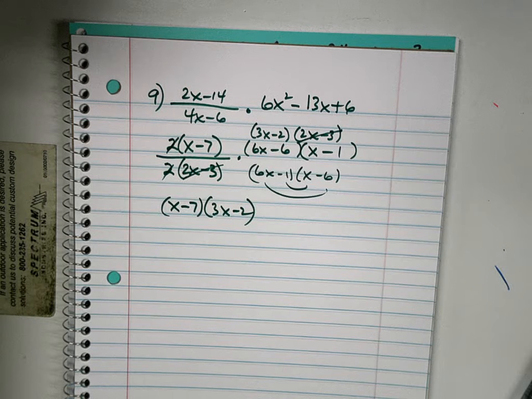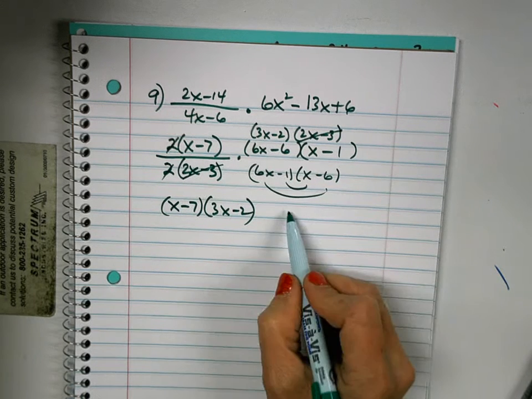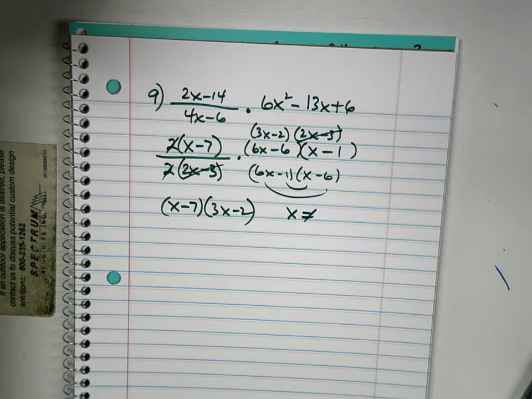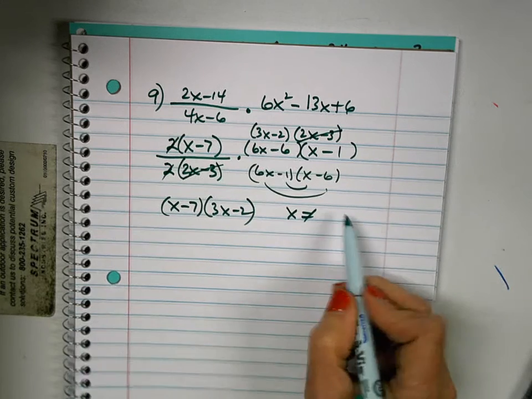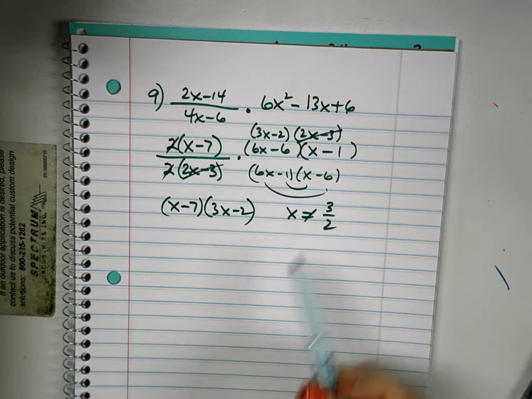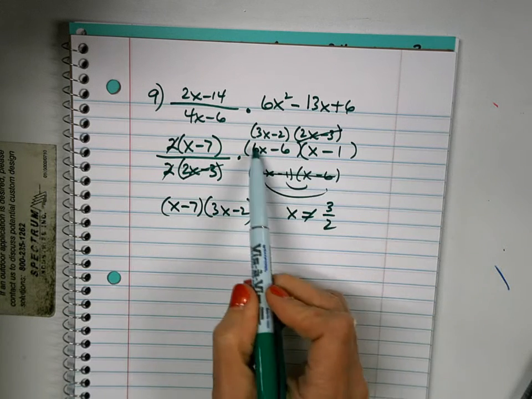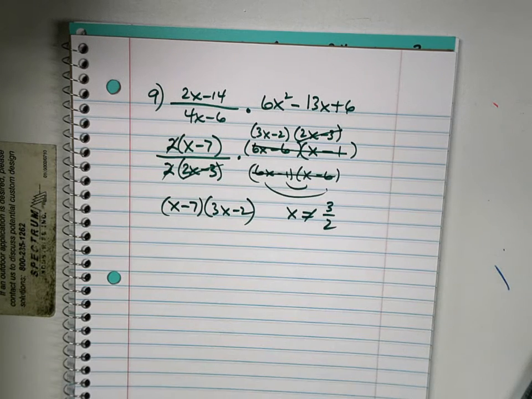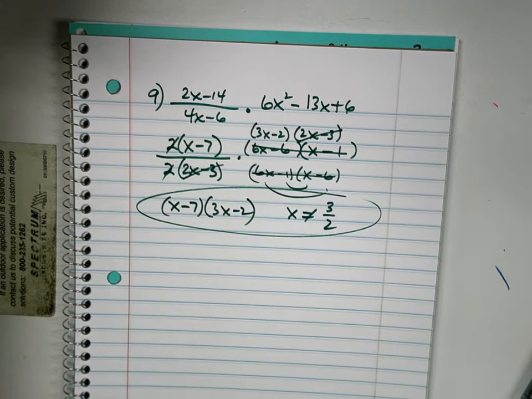Okay, we good? Okay, and then what are my excluded values? 3 over 2. Look at the factored form, right? Right here, 3 over 2. Sorry, these guys I'm going to cancel away. Those were not part of it. Any questions? All right, we're going to go to division then.